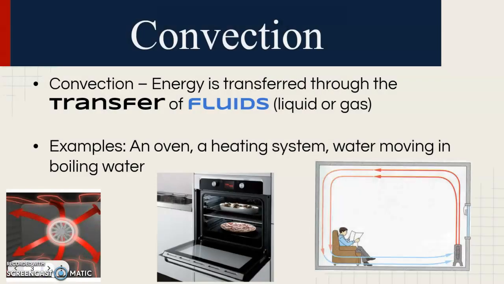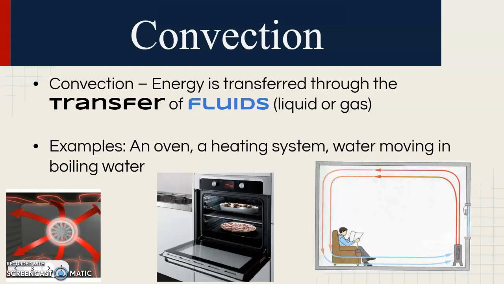Next, we have convection. Convection is when energy is transferred through the transfer of fluids. So this is either going to be a liquid or a gas. Examples of this would be a convection oven, a heating system, water moving and boiling water. Other good examples, if you guys remember from earth science, would be convection currents in the atmosphere that set up our weather systems, and also convection currents in the mantle that drive plate tectonics.